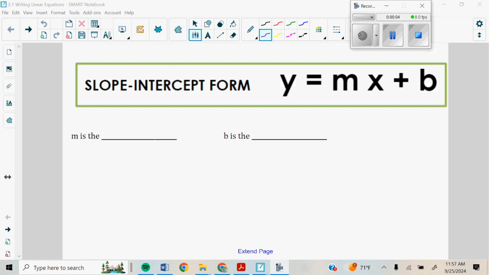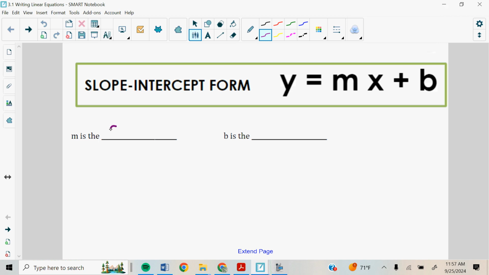We are going to talk specifically today, starting Unit 3 out, about writing linear equations in slope-intercept form. So we've talked about slope-intercept form. We've dabbled with it. Slope-intercept form is y equals mx plus b. M is the slope, and b is the y-intercept. Which is pretty great because the name says slope-intercept form, so it knows that you need the slope and you need the y-intercept for it.